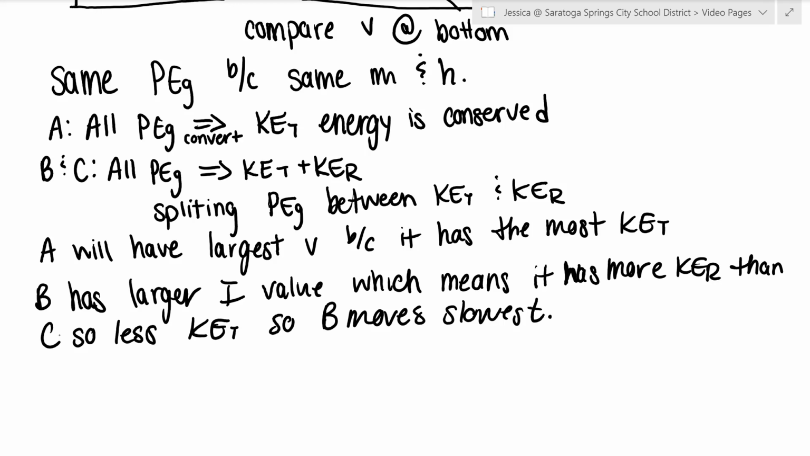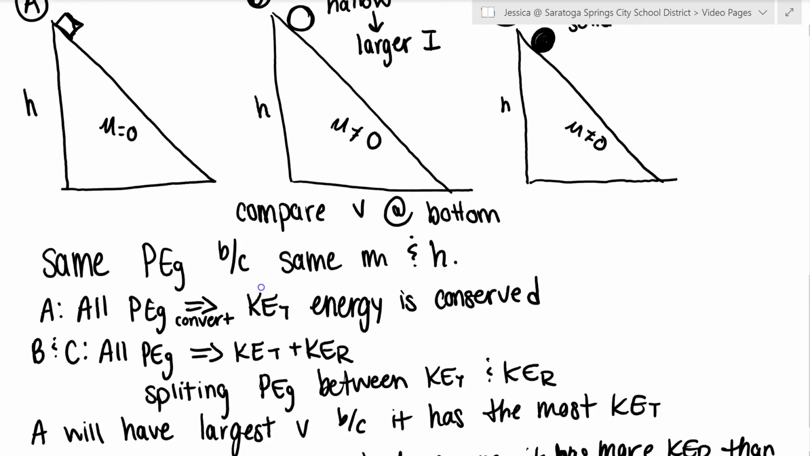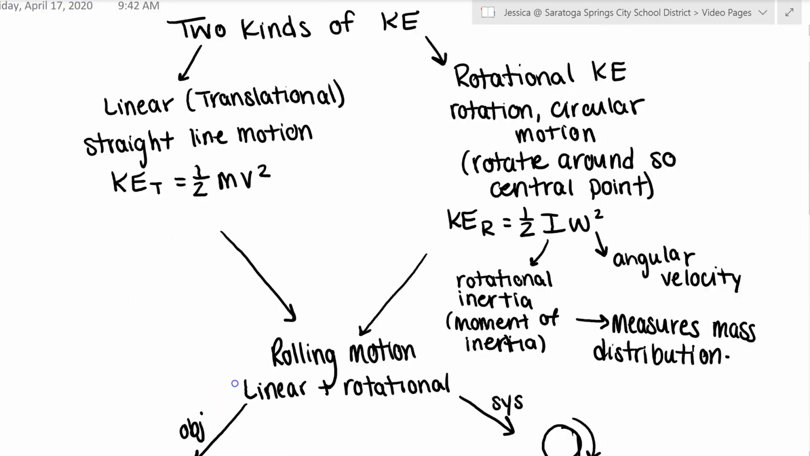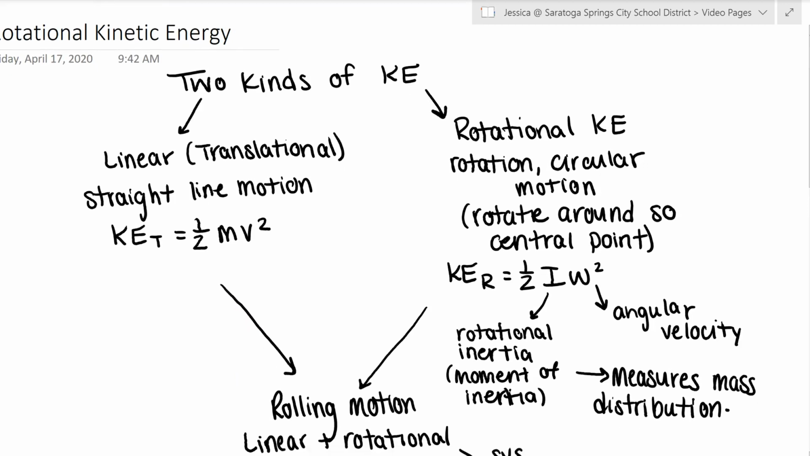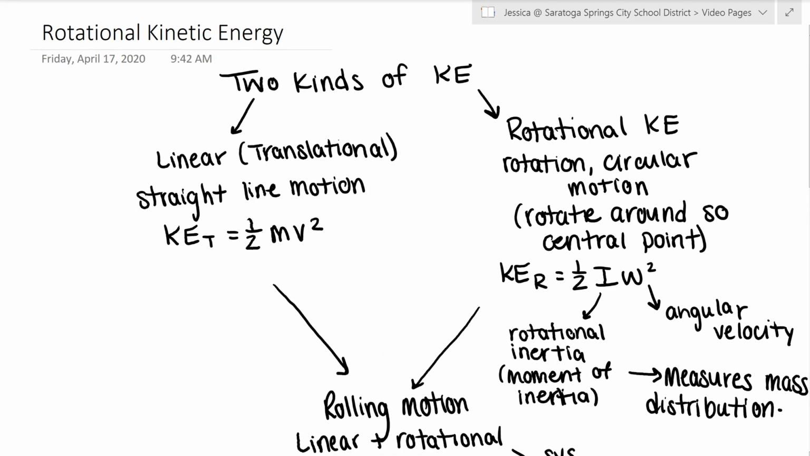So A moves the fastest because all of that initial gravitational potential energy converts to translational kinetic energy because energy is conserved. B moves the slowest because we have to split between translational and rotational. Since B has that larger moment of inertia because it's hollow, it has more rotational kinetic energy, so there's less translational kinetic energy, so that means B has less velocity. And that's basically what you could expect the AP exam to test you on when it comes to rotational kinetic energy. It's kind of that ball rolling downhill, right? And that's it for this video.